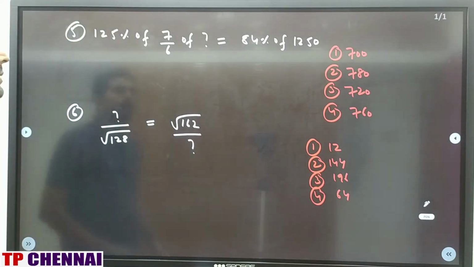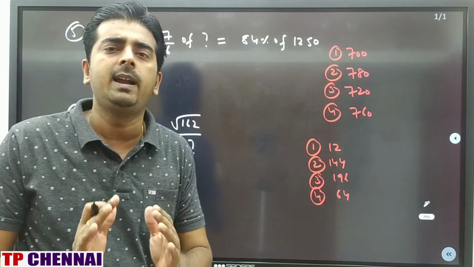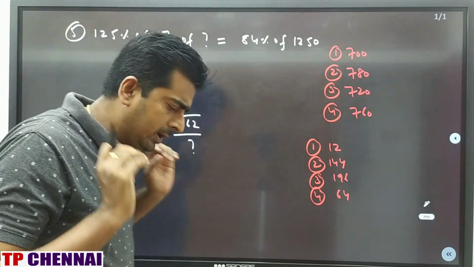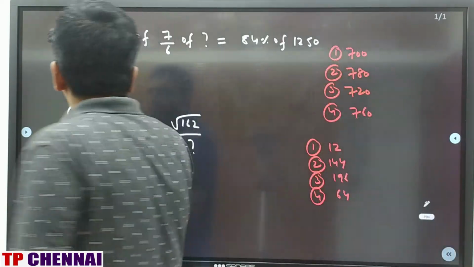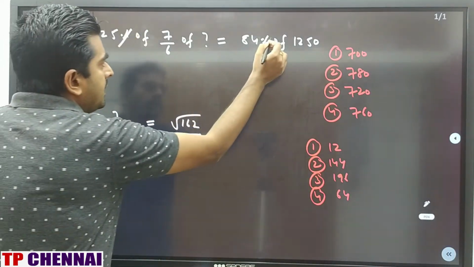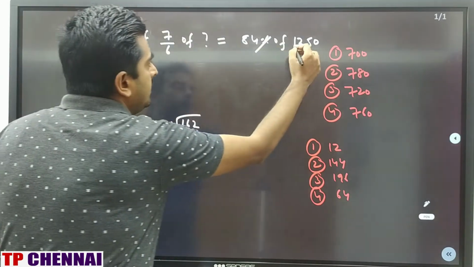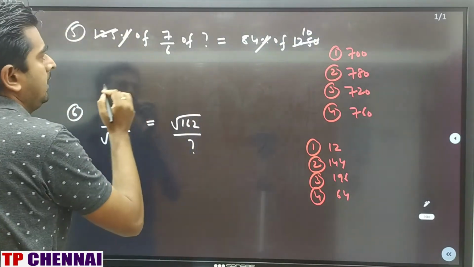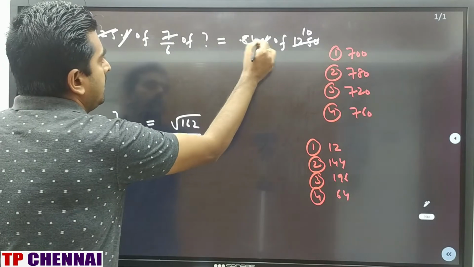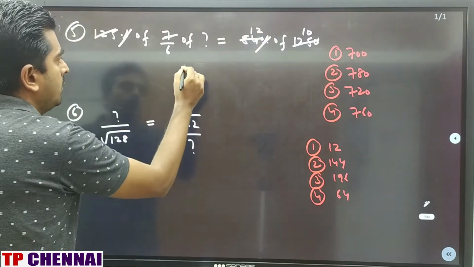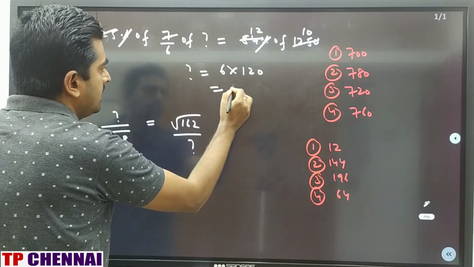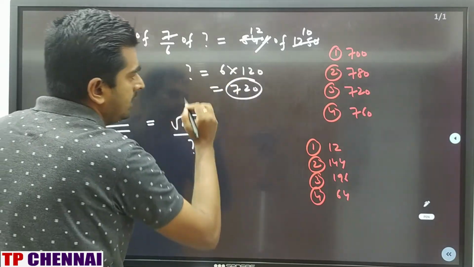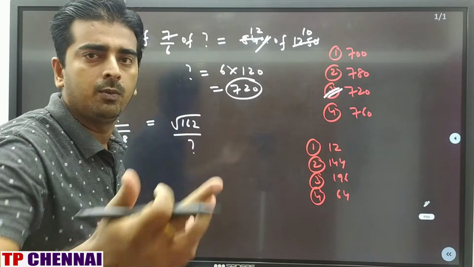125% of 7 by 6 of question mark is equal to 84% of 1250. All are mind calculation, right? You need to solve all these questions quickly when it comes to examination. So first, percent will go. 125 10s are, right? So here 7 12s are. So question mark is equal to 6 into 120. What is my answer? 720, which is the third option. Like a bullet you have to solve.